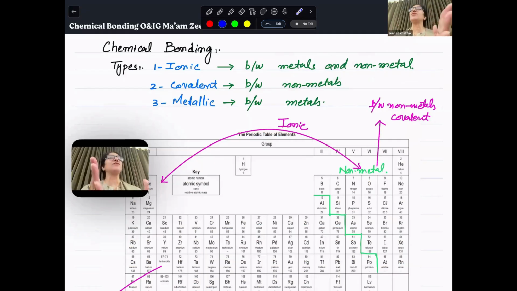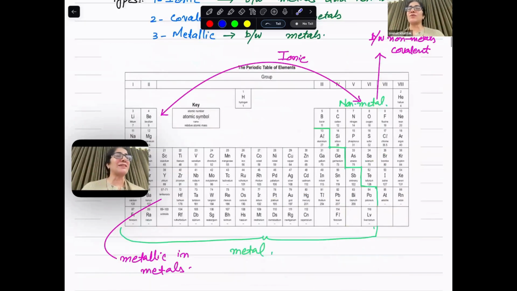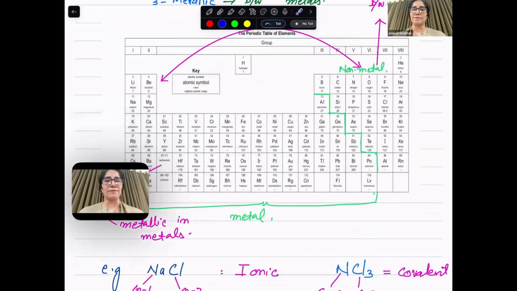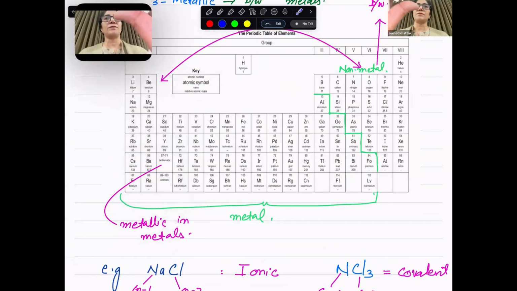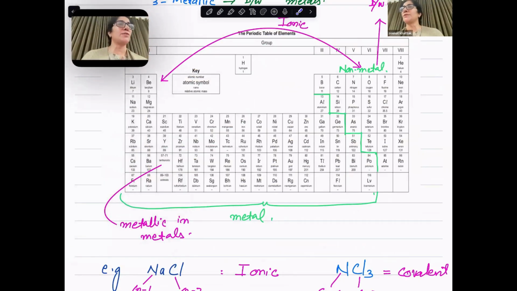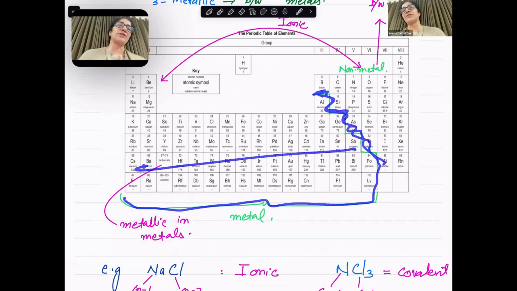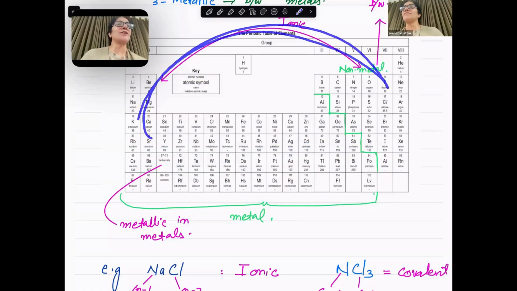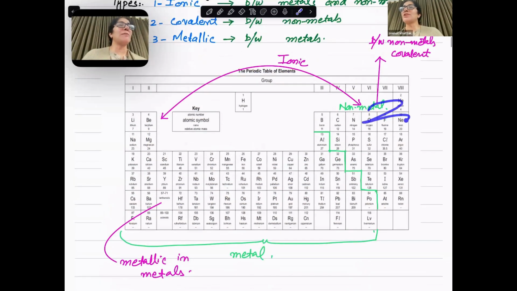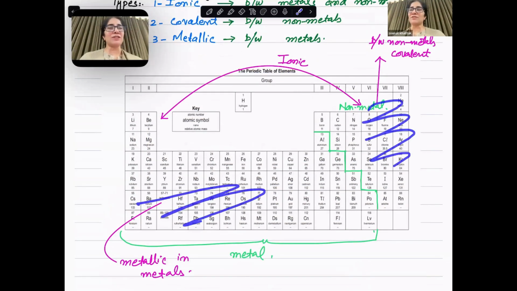The first thing that you must know is which ones are metals and which ones are non-metals. Look, what I have written? All these below the staircase are what? Metals. Between metal and non-metal, ionic. Between non-metals, covalent. Between metals, metallic.